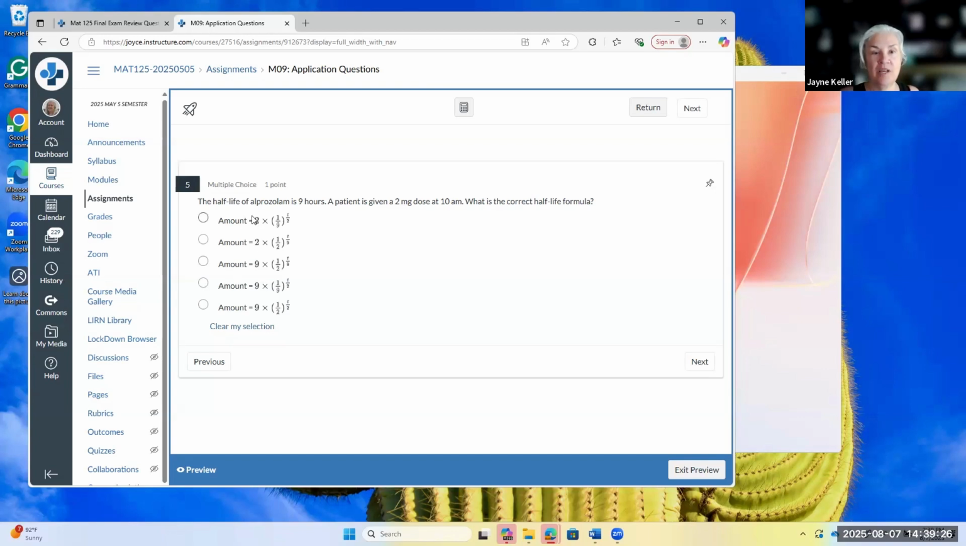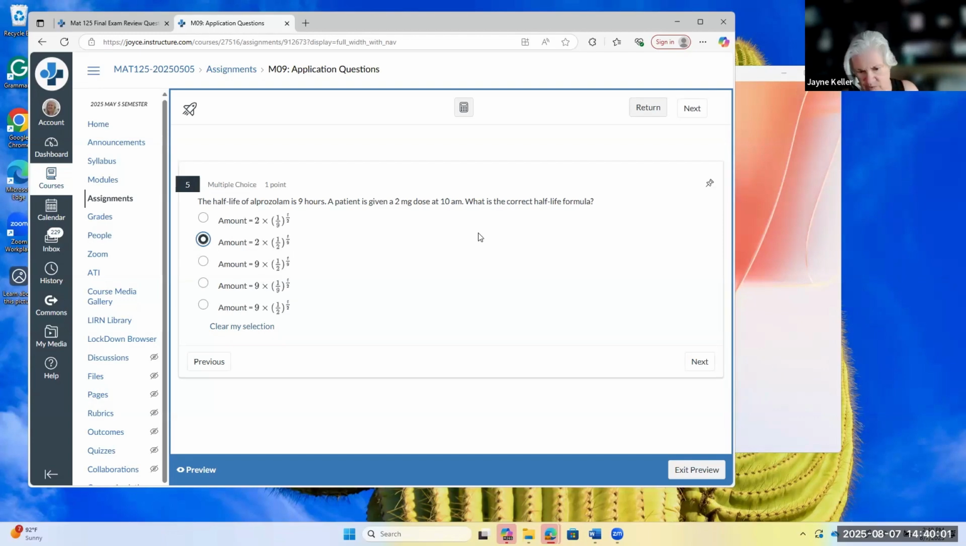So what goes here is the dose. The dose was 2 milligrams, so that's this part of the equation. And then we're talking half-life, so the fraction we want is half. And then the half-life is 9 hours, so we're going to do T over 9. So this would be the equation. In other words, in 9 hours, the half-life has happened one time. In 18 hours, the half-life has happened 2 times. So that's why this is the correct formula here.